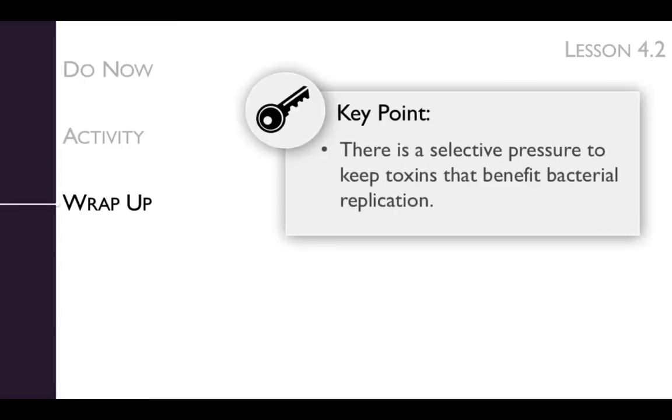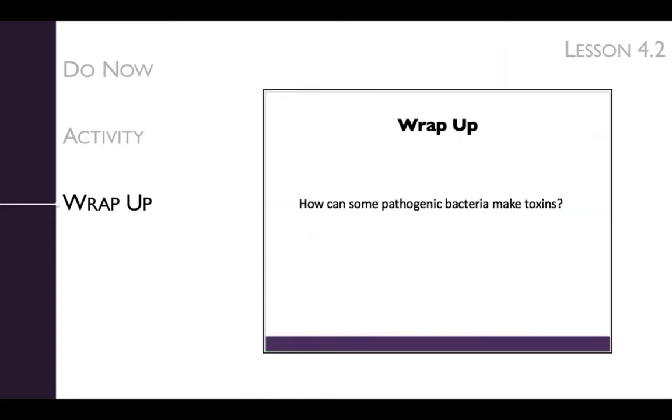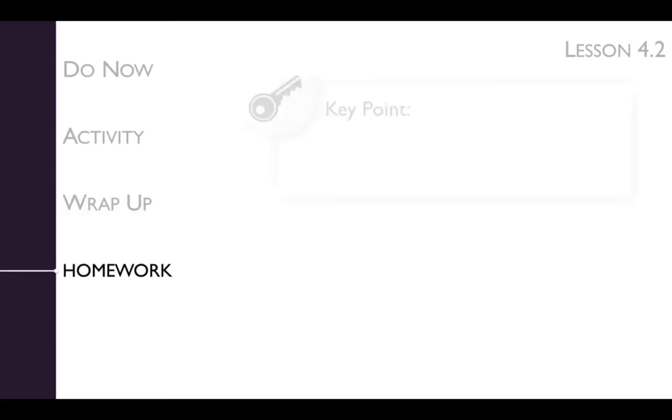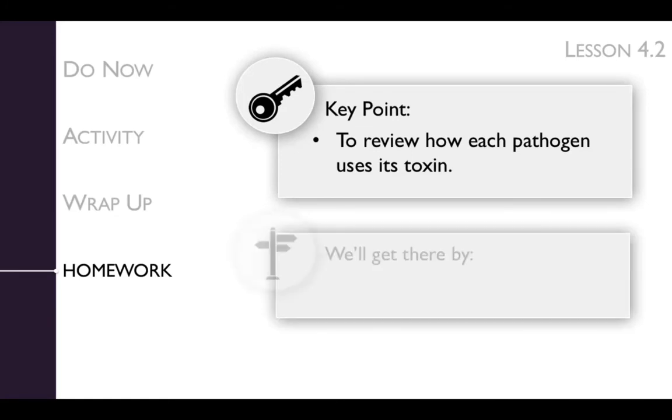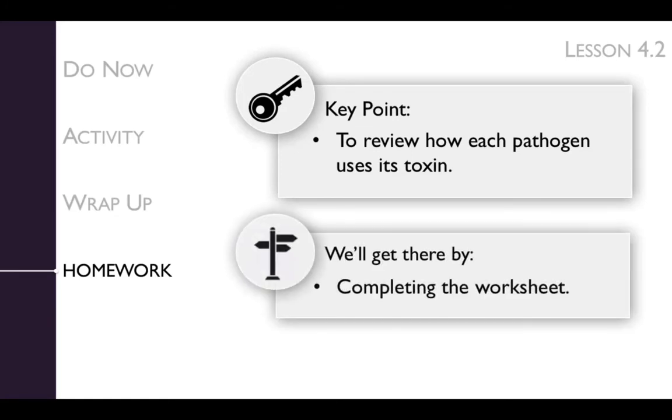The key point of the wrap-up is that there is a selective pressure to keep toxins that benefit bacterial replication. We'll get there by considering why some pathogenic bacteria have toxins. The main idea here is that bacteria are under immense pressure to acquire nutrients, so they have evolved or adapted tools like toxins that allow them to access nutrients. We will discuss the process of bacterial adaptation in the next lesson. The key point of the homework is to review how each pathogen uses its toxin. We'll get there by completing the worksheet.